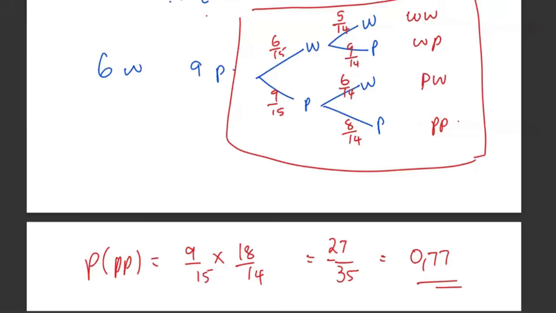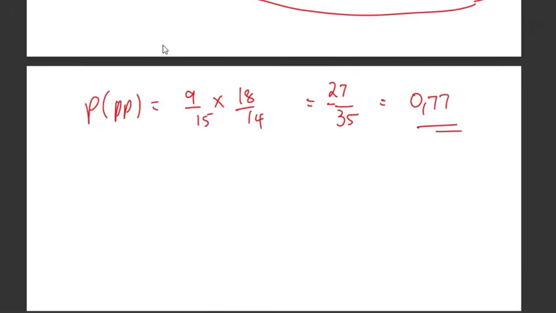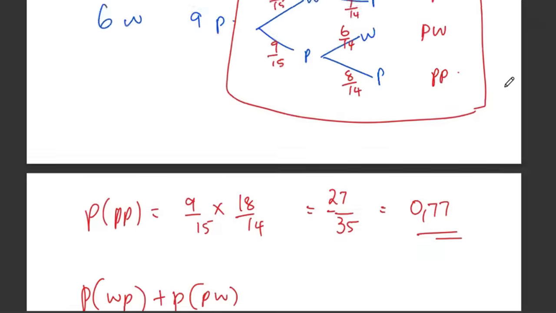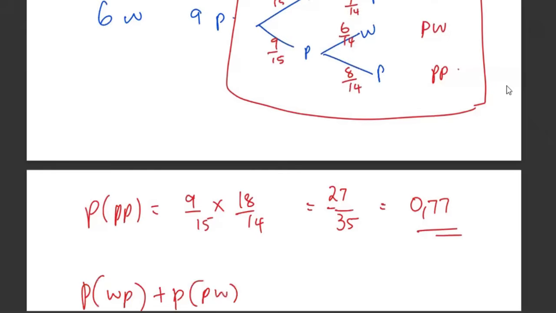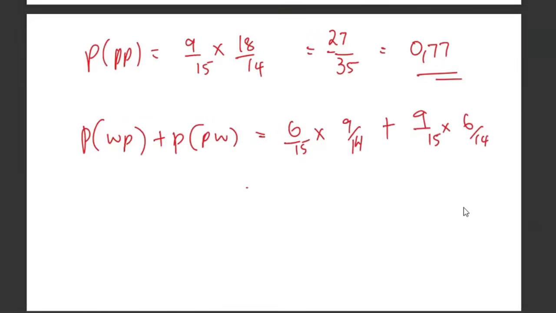Okay, meaning that we can have the probability of white and pink, and also the probability of pink first and then white next. So white and pink is going to be 6 over 15 times 9 over 14. Then plus the pink first and then the white. It's going to be 9 over 15 times 6 over 14. So it's the same thing, but multiplied twice.